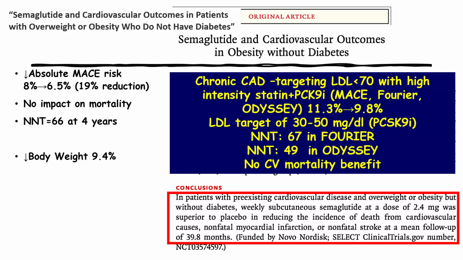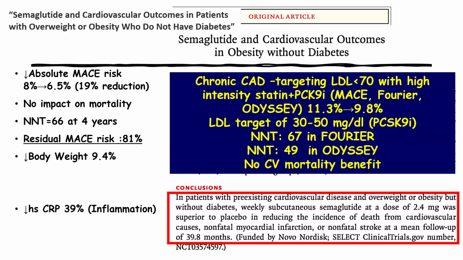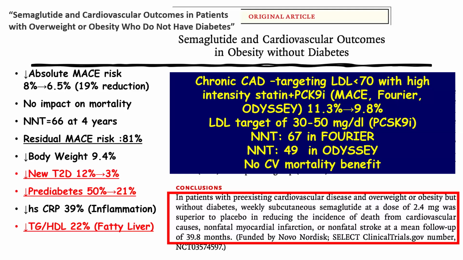But the single most important finding, which is probably being ignored, and probably all my colleagues are going to just look at, oh, you lost 10% and you also prevented heart attacks. That's great. Okay, but the most important finding was this. Pay attention to this. New onset type 2 diabetes was reduced from 12% to 3%. It literally prevents type 2 diabetes from developing.